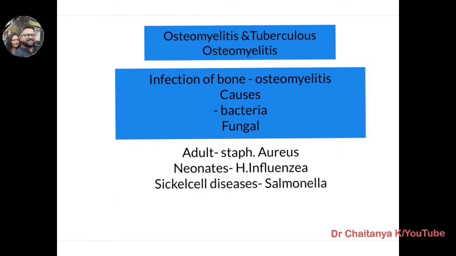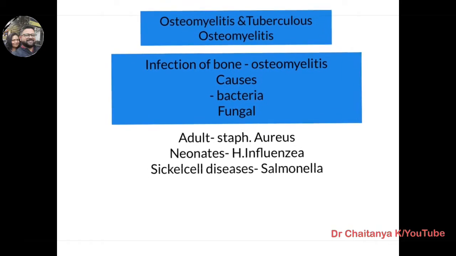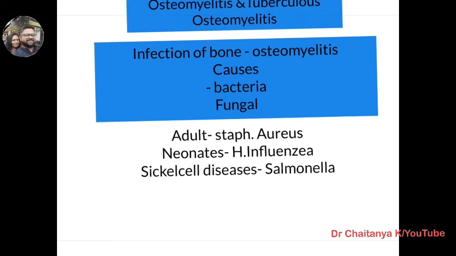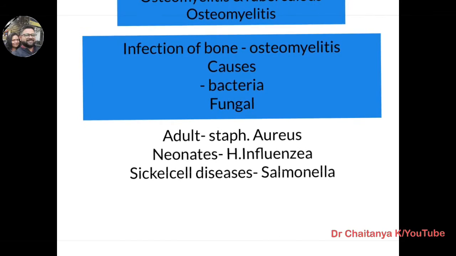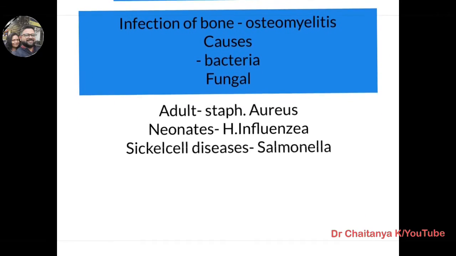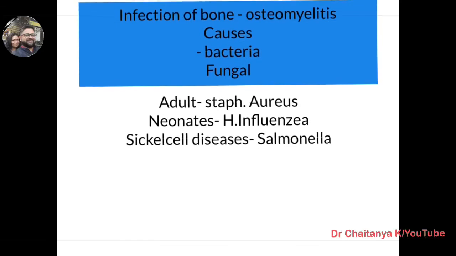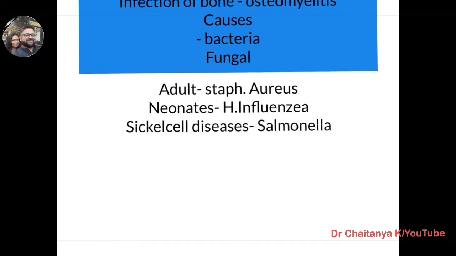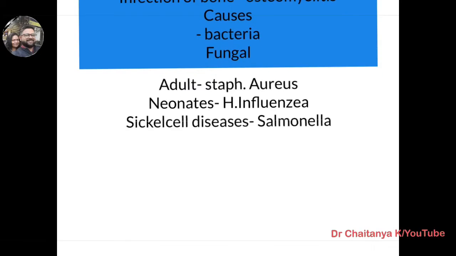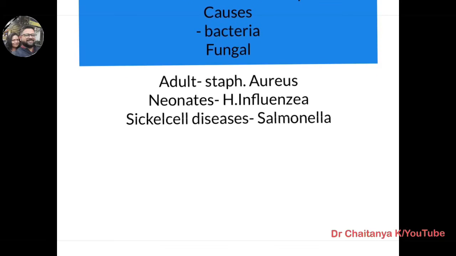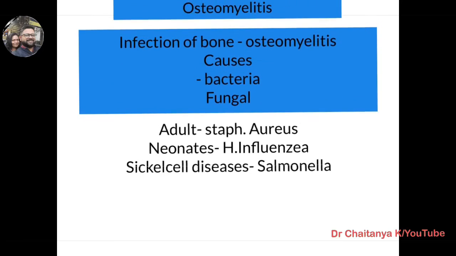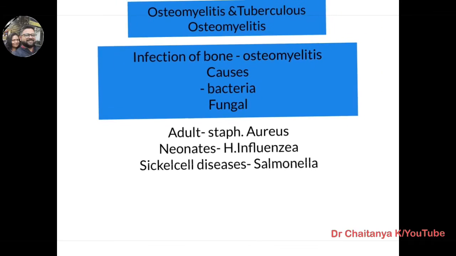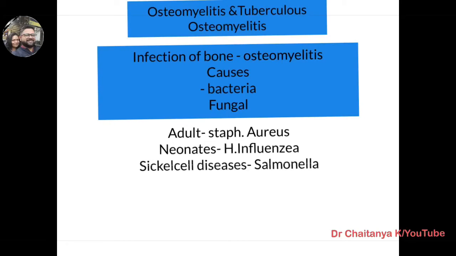So for the inflammatory lesions, there are osteomyelitis and tubercular osteomyelitis. So osteo means bone, myelitis means infection. So bone infection, there are different causes like bacterial, fungal, viral, which are very rare in case of bone infection. So coming to the causes, for adults it is Staph aureus, for neonates it's Haemophilus influenzae, and in the patients who have sickle cell disease, it is Salmonella typhi. So these are the main bacterial causes by which bone may get infected.